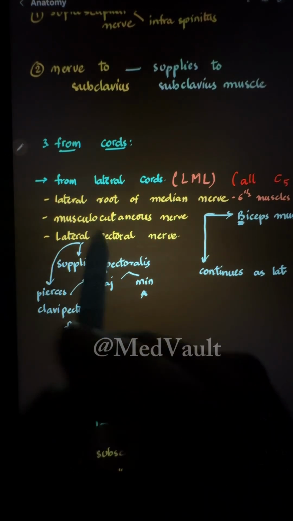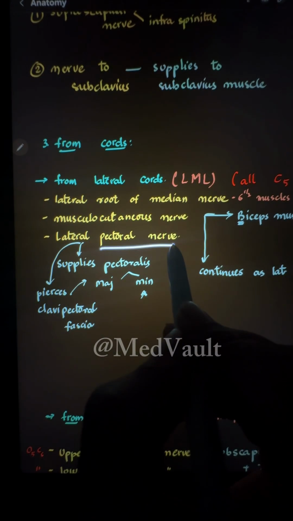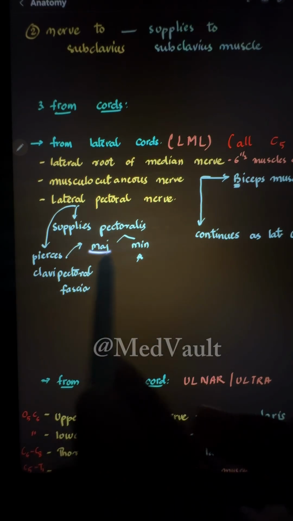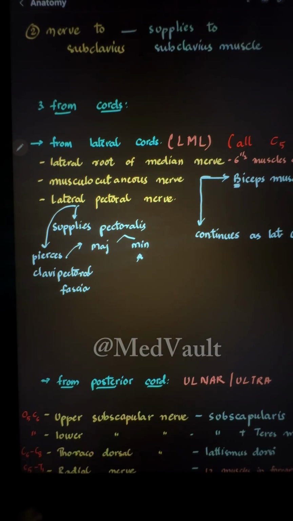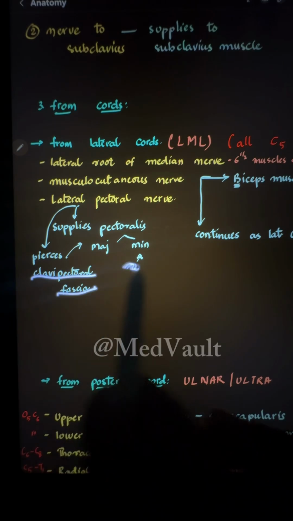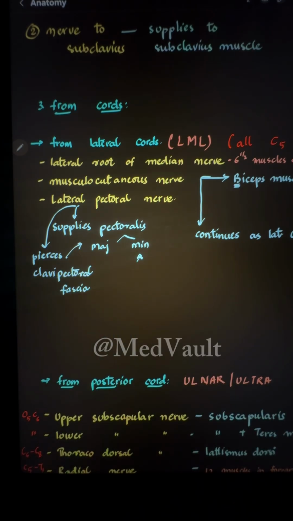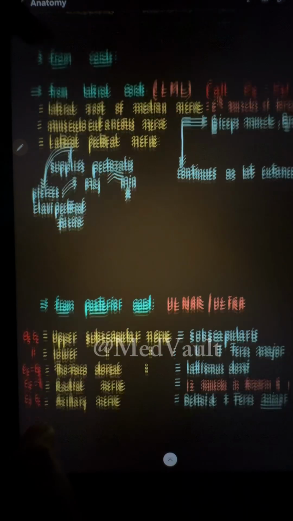And the next thing is the lateral pectoral nerve. This lateral pectoral nerve supplies pectoralis major as well as pectoralis minor. It pierces the clavipectoral fascia and then supplies them. Clear about the lateral cord?